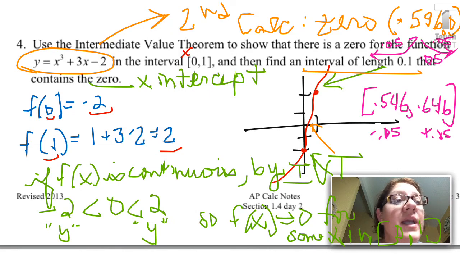Okay, section 1.4b is now complete. And the crowd goes wild. Yay, yay!